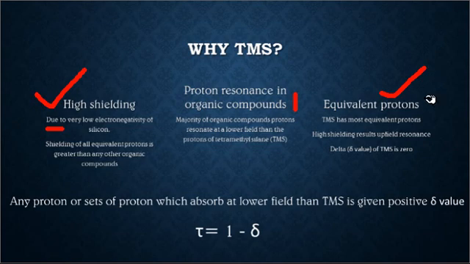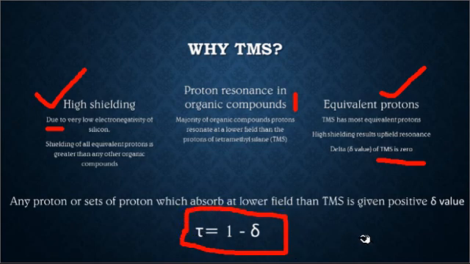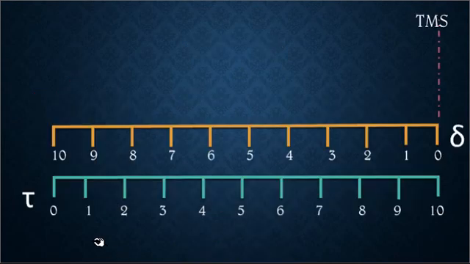upfield, and thus the upfield absorption is observed and considered as zero delta value, and any other set of protons which absorbs at a lower field than that gives a positive delta value compared to TMS. The tau value and delta value have the relation tau equals 10 minus delta. This is the scale of delta and tau value.